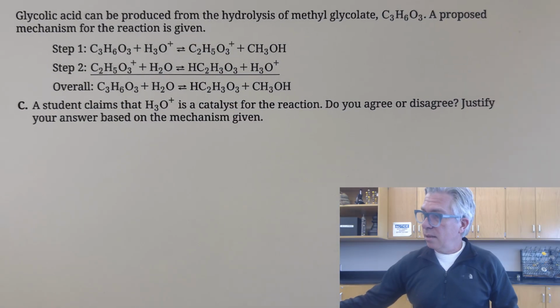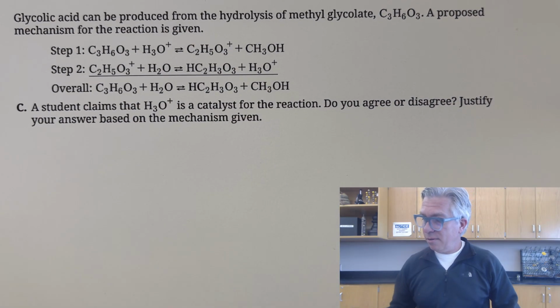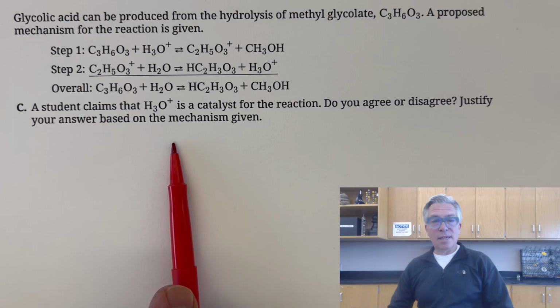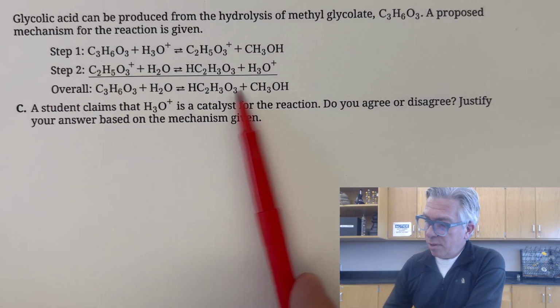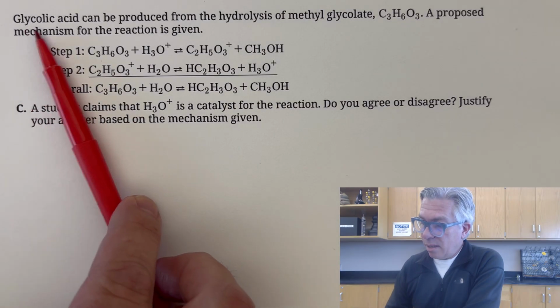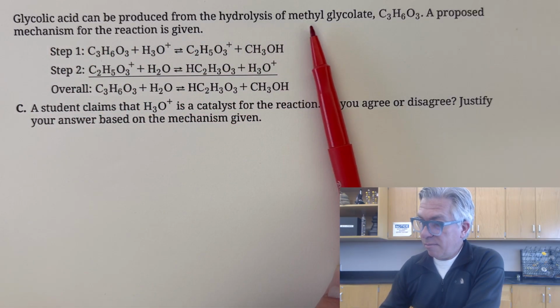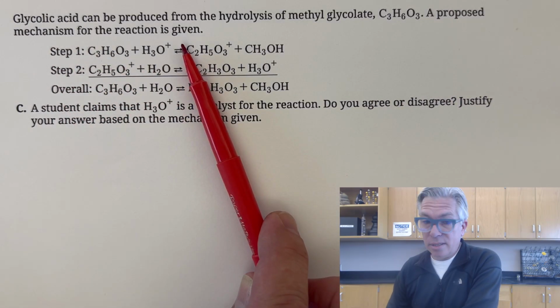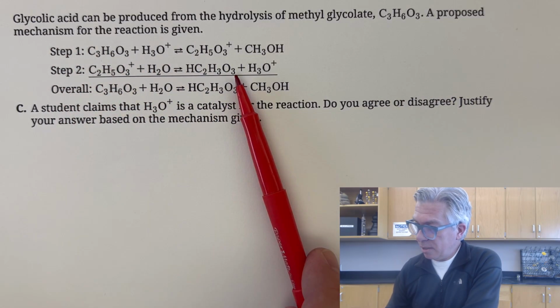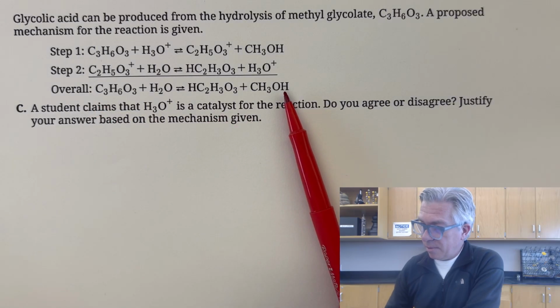All right. Last bit of work for this exam. We are almost done with the 2025 AP Chemistry exam. And we end with a reaction mechanism. Glycolic acid can be produced from the hydrolysis of methyl glycolate. A proposed mechanism for the reaction is given. So they give us 2 steps and an overall step that's there.